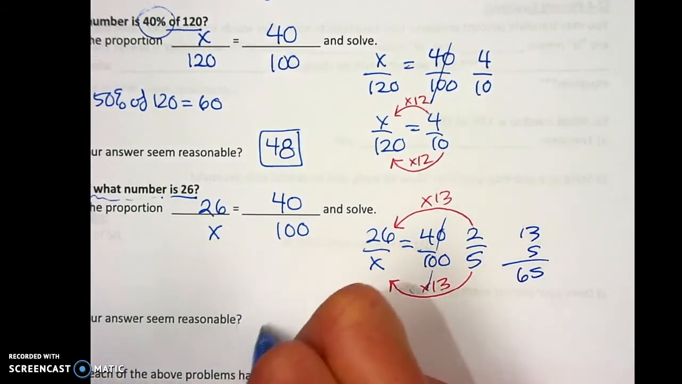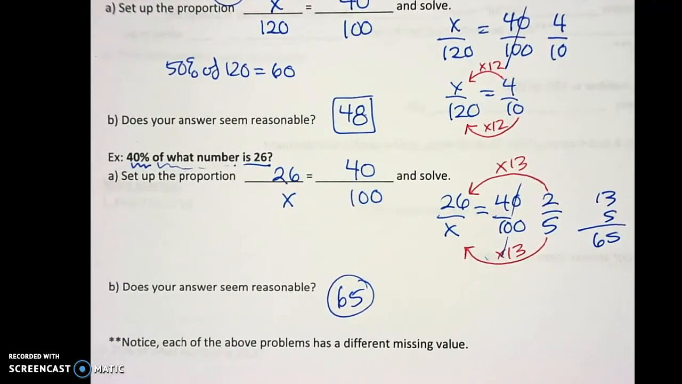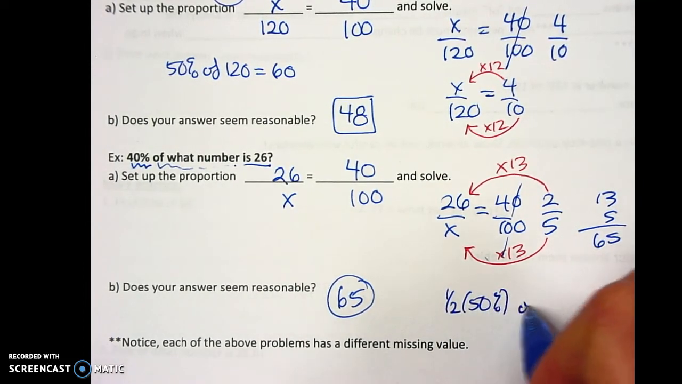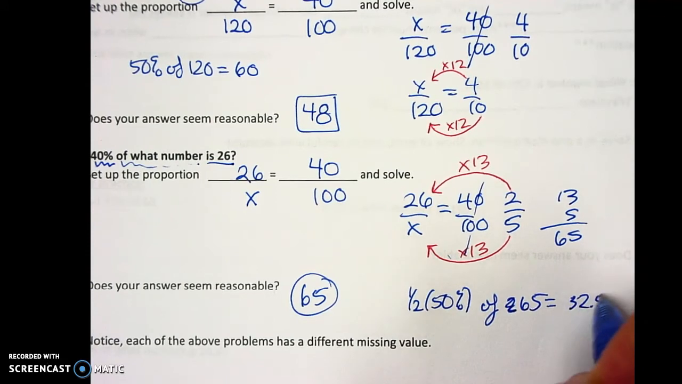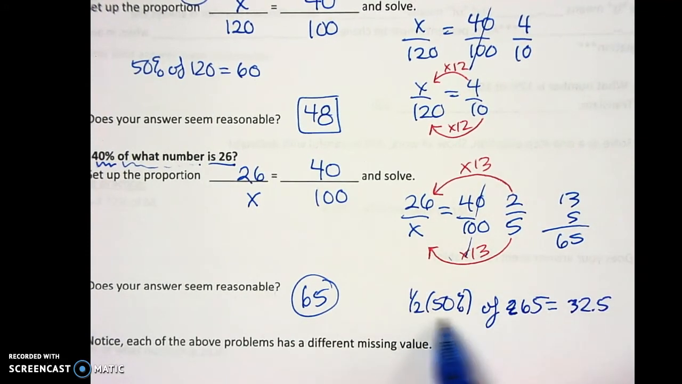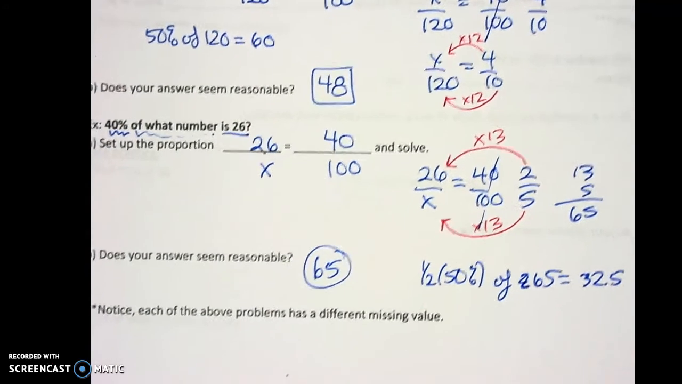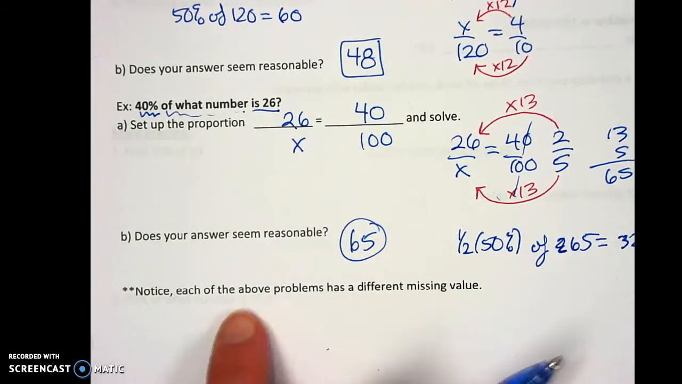5 times 13 is 65. Let's see if my answer sounds reasonable. 40% of 65 is 26. Yeah, a little less than half. Half, or 50%, of 65. If I divide that in half, I'd get 32.5. So a little less than 50%, 40%, is that 26? Yep, sounds reasonable.